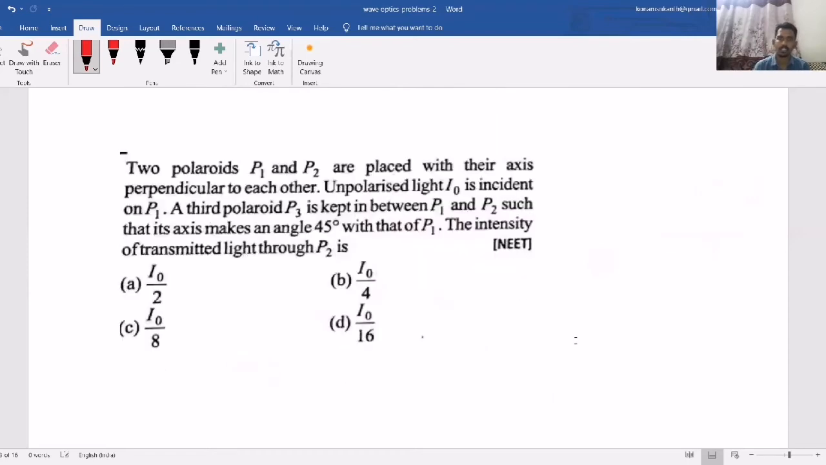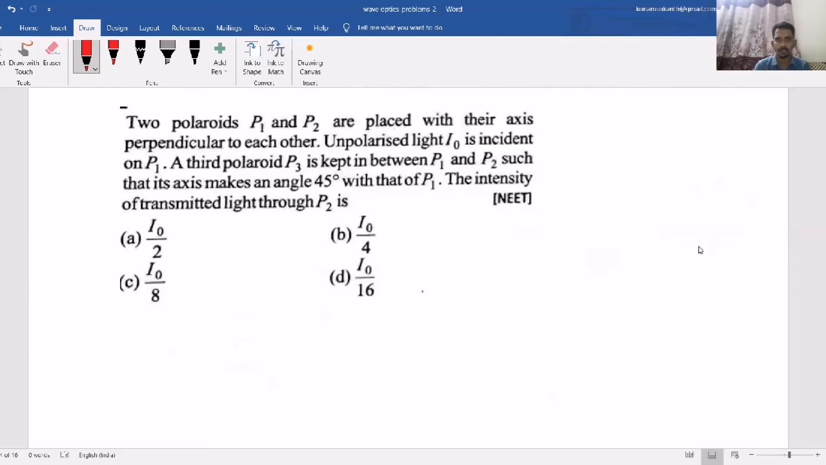Now let's take one question based on polarization. Two Polaroids P1 and P2 are placed with their axes perpendicular to each other, and unpolarized light I0 is incident on P1. A third Polaroid P3 is kept in between such that it makes. So one example I already said. P1, P2 are two Polaroids with their axes perpendicular to each other, and I0 intensity unpolarized light falls. So how much will come out? I told you I0 by 2.